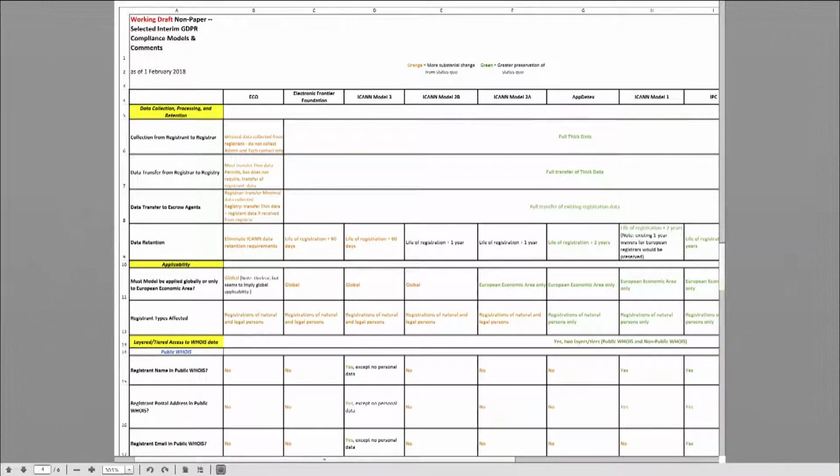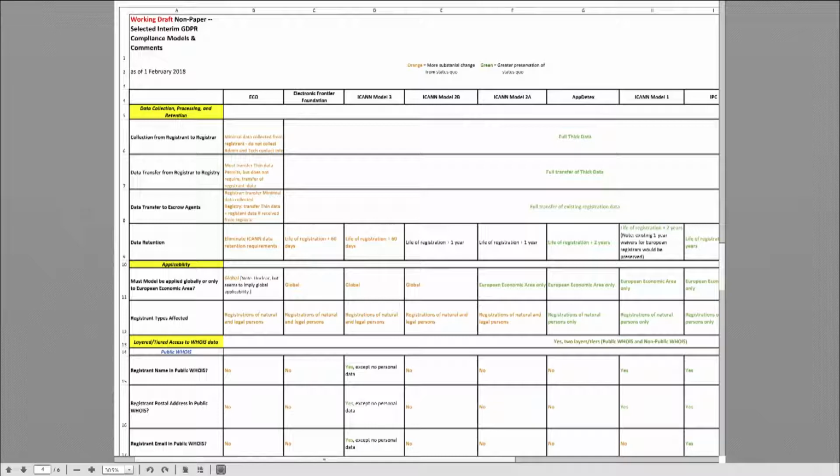One of the key points is the layered tiered access, but the second one is that we're seeing that most of the models now support a continued collection, transfer, and escrow of the full thick whois data. Now there are some outliers, and you can clearly see that, but the majority of the submitted models now are approaching it from that angle.